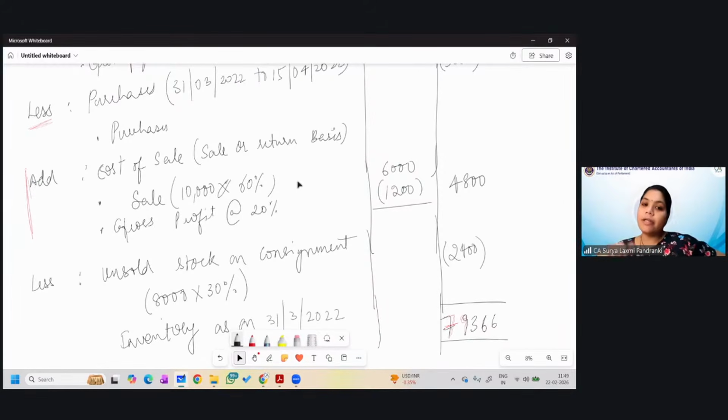Once the person is returning goods back to you, it is not a sale. If the person is accepting, it is a sale. If he is returning, it is included in your stock. When it is included in your stock, don't worry about it. But if the question tells you that it was not included in the stock, then we will have to do an adjustment. Otherwise, it is fine.